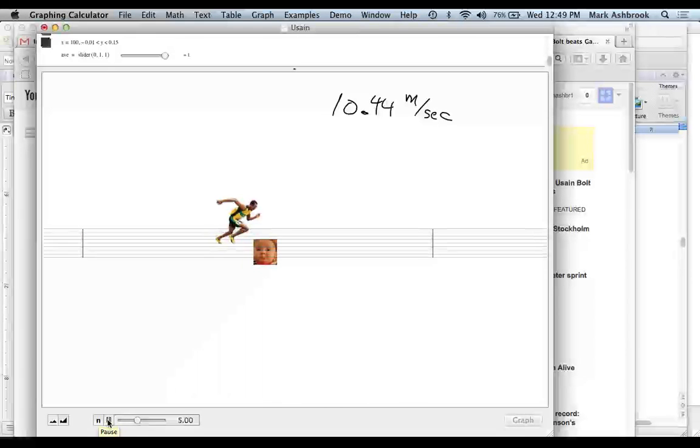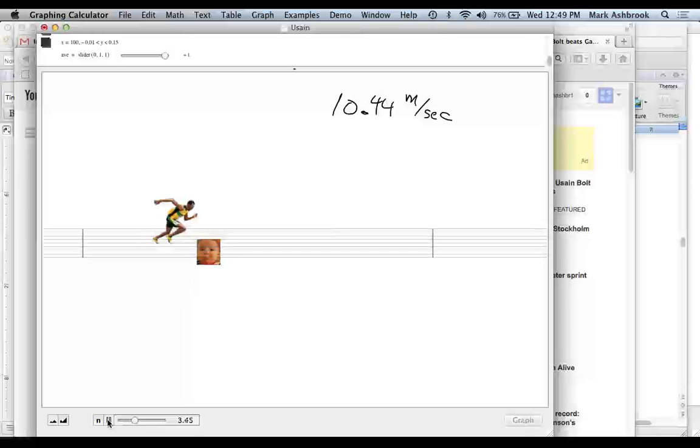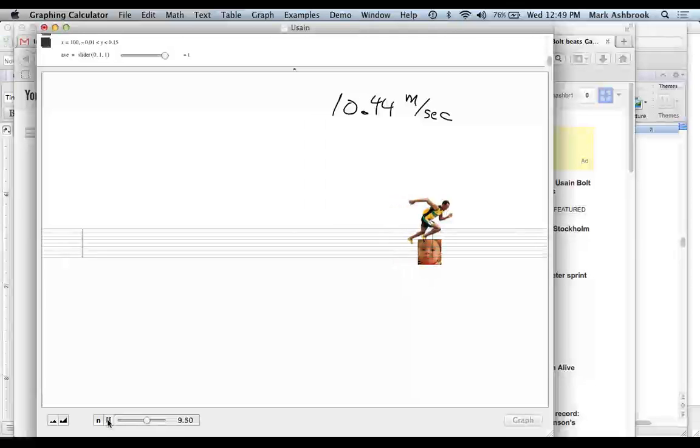Who's that? It's Emma. My baby Emma. What does the 10.44 mean? Here we go. Ready? 3, 2, 1, go. What is average speed? What is average speed? Right here.